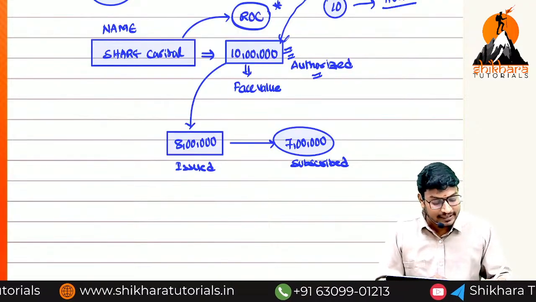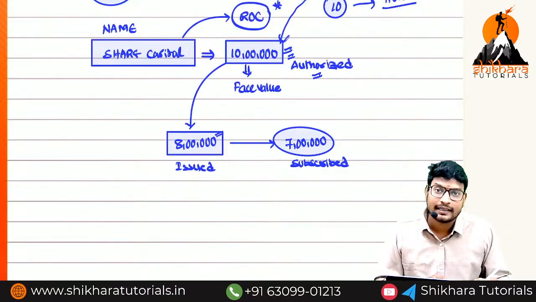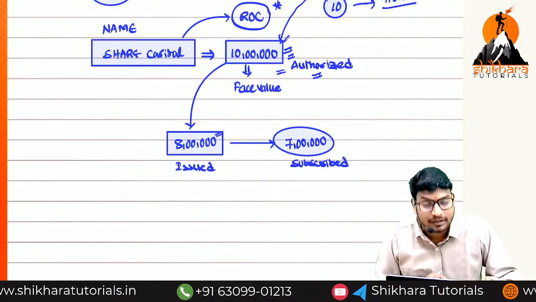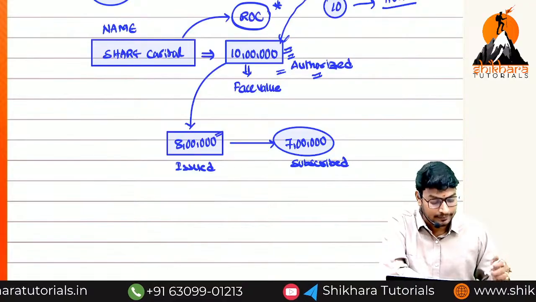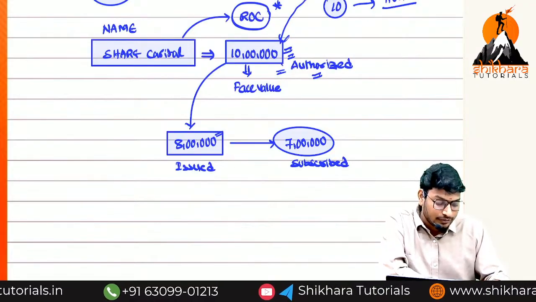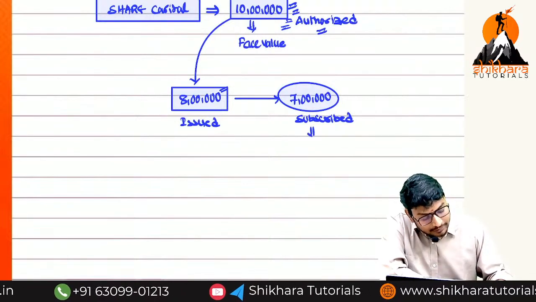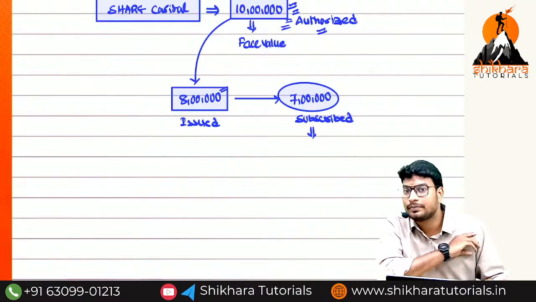subscribed. Sometimes the subscribed capital will be more than 8 lakhs, or less than 8 lakhs, or equal to 8 lakhs. It cannot be more than the authorized share capital. Okay? Because the amount we have issued should not be more than the authorized. And next, from the subscribed we are going to call up some amount. We are not going to call up some amount.